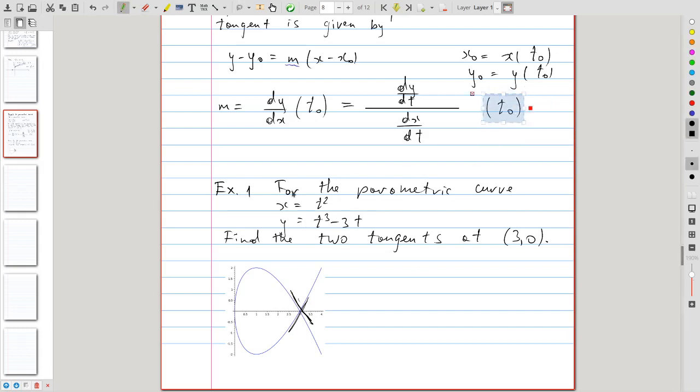I already discussed this, but let's go through the details now. So t0 is the solution of x equals 3 and y equals 0. We'll not call it t0, we'll just call it t. So we have a system of equations, x equals t squared, y equals t cubed minus 3t. It's easy to check that the two solutions you get are plus minus square root of 3. So this system is satisfied by both numbers.